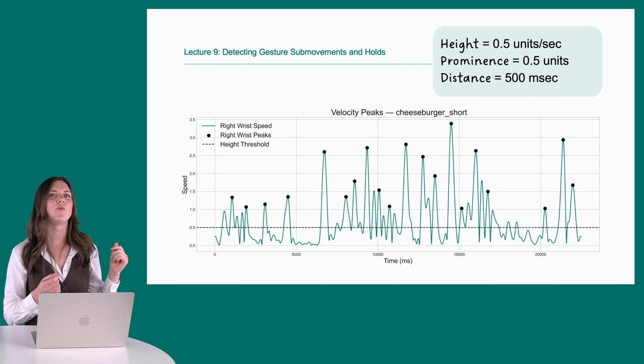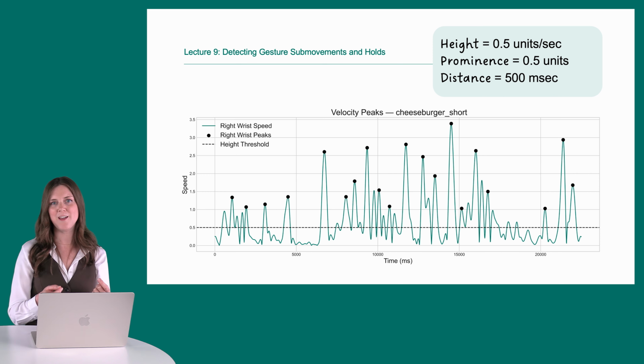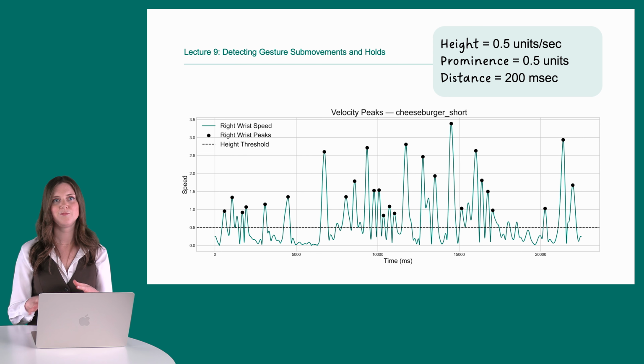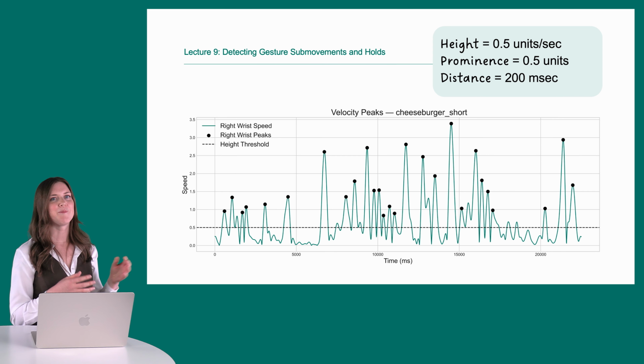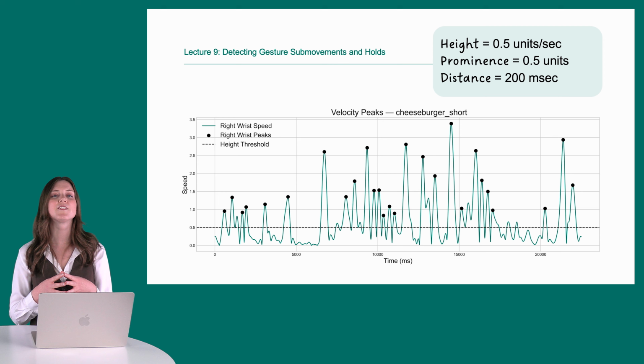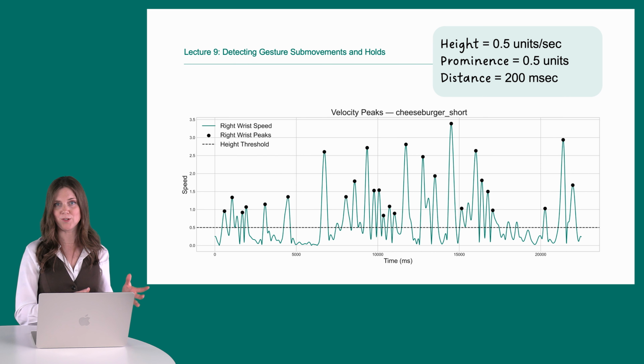In this example, we've decreased prominence from 1 unit to 0.5 units and gained 4 more speed peaks. Next, let's see what happens if we decrease our distance threshold. In this example, we've decreased the required distance from 500 milliseconds to 200 milliseconds, and now we've added another 7 speed peaks to the plot. We can see the effect that changing these thresholds has on our results.